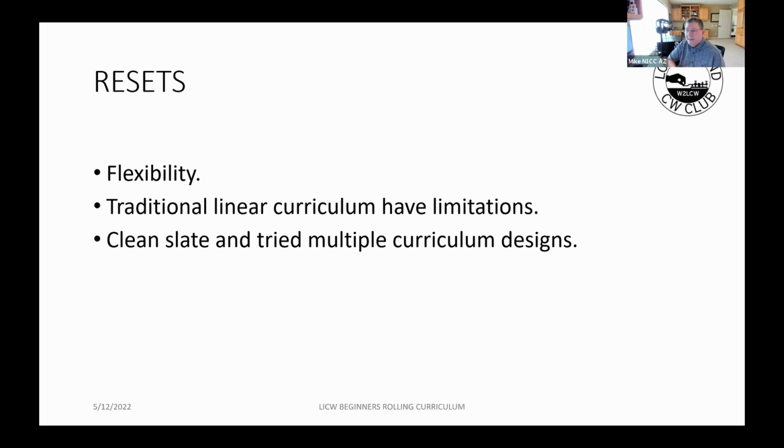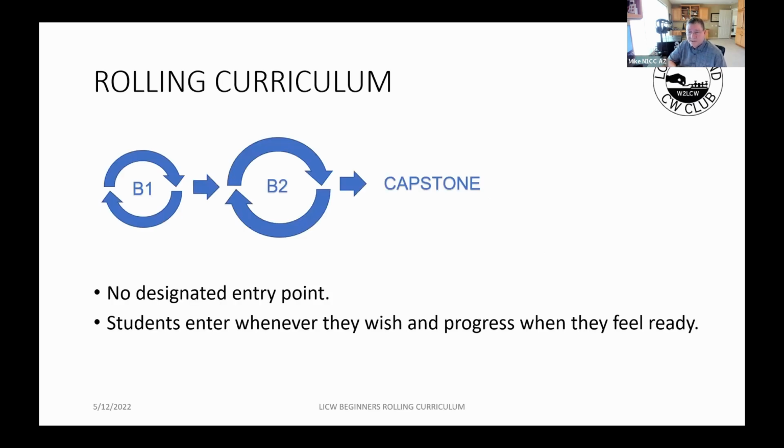The problem was that in a traditional linear curriculum, you begin at a set reset with only a couple of characters, and then every subsequent lesson after that, you're building the group of characters. And so if you don't start at the beginning or near the beginning, it's easy to feel overwhelmed, and that's demotivational. And so we started with a clean slate, and we tried multiple curriculum designs. And this was easily the most challenging part of this project. But thanks to some out-of-the-box thinking by our core curriculum development team, we developed the LICW rolling curriculum.